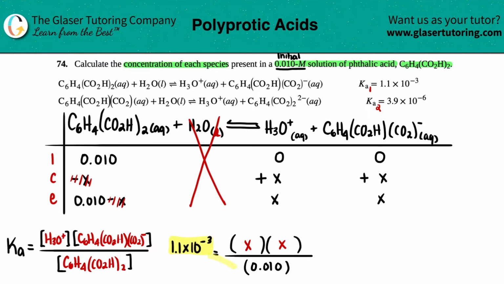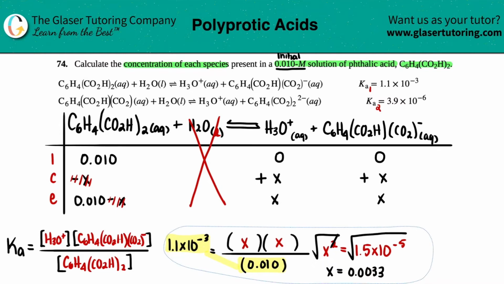So cross multiplication, right? The Ka times this number equals X squared. So X squared equals, calculator out, 1.1 times 10 to the negative 3 times 0.01. And I get 1.5 times 10 to the negative fifth. Let's square root that on both sides to get rid of that square. Okay. And since we're getting a couple of answers here, let's keep it to 2 sig figs. So 0.0033.